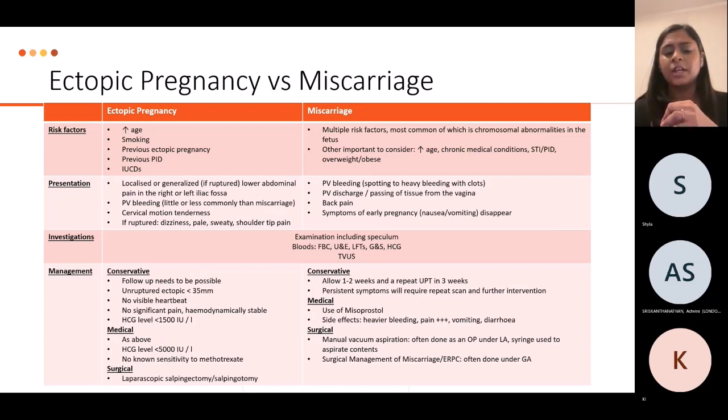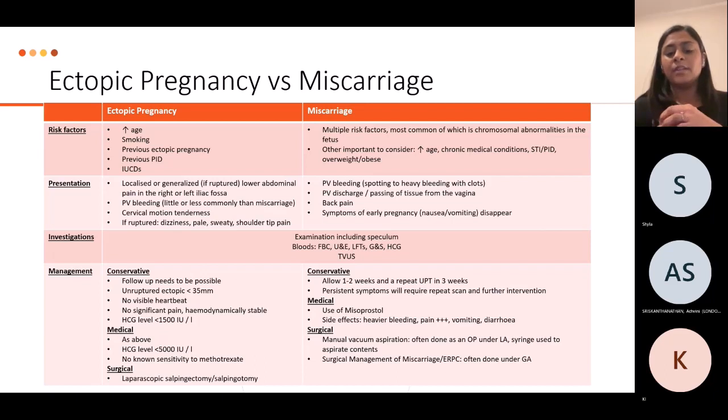For a miscarriage, the management is again very similar. You can have conservative, so you can wait and see if the body automatically undergoes the steps of a miscarriage, and usually we say 1 to 2 weeks. Every unit will be slightly different. And if you do experience symptoms, then they usually ask you to repeat a urine pregnancy test 3 weeks later. And if it's positive, then it may be that it's not a complete miscarriage.